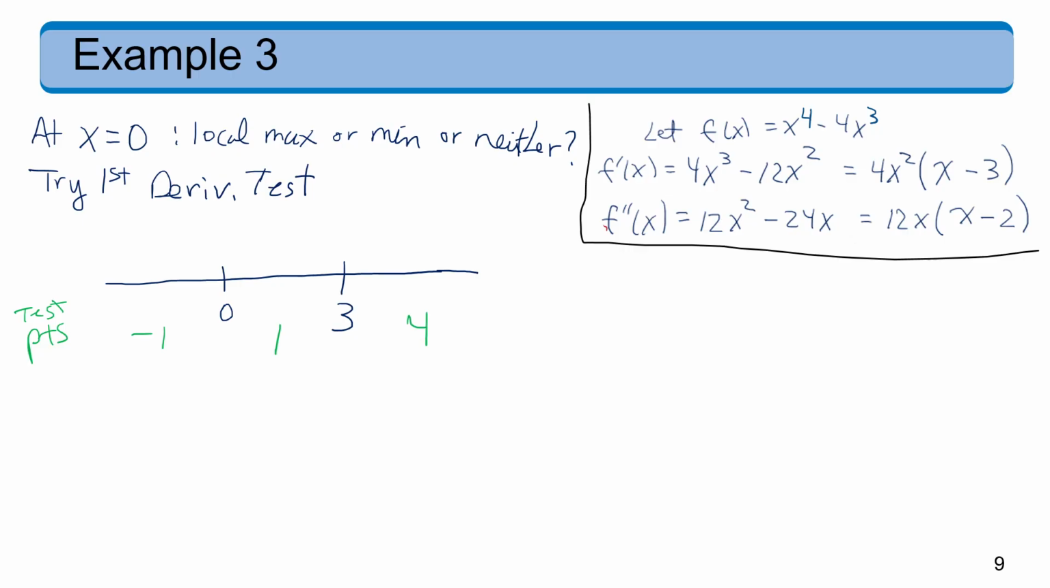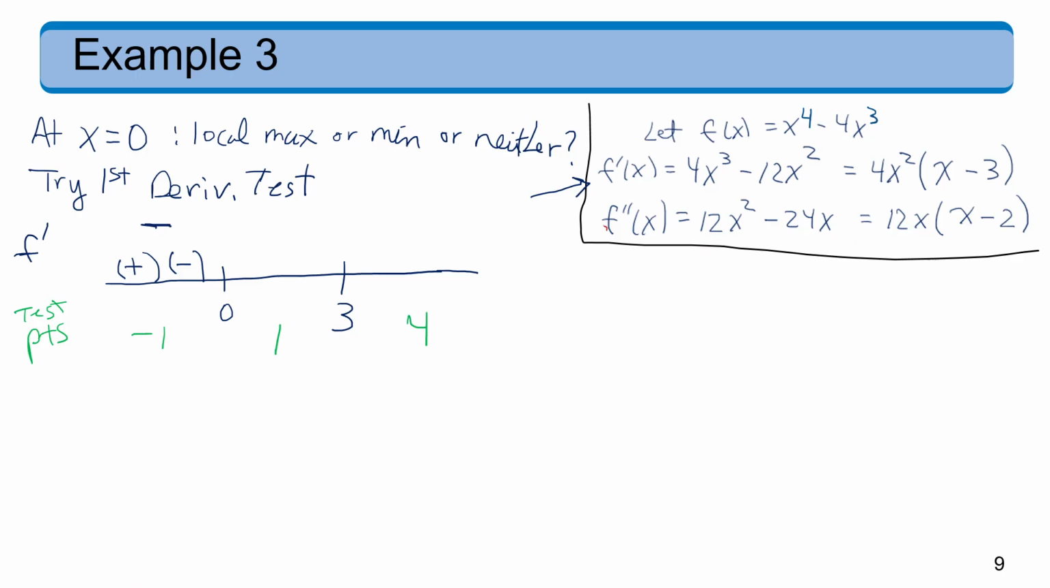And then we plug these in to f prime, right? Make sure you plug them into the correct thing. Now the formula for f prime is right here, and the factored form is going to be easiest. So let's plug in our test point -1. The first factor will be 4 times -1 squared, and because it's squared, it's always going to be positive. The second factor, -1 minus 3, is negative. So that product will be negative.